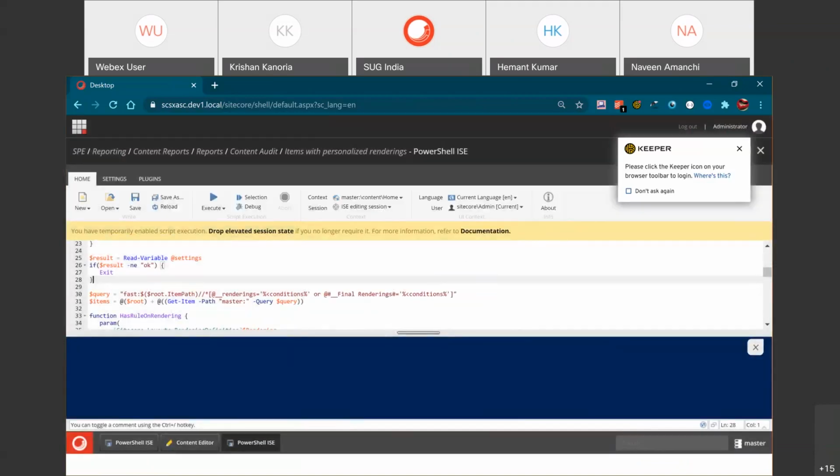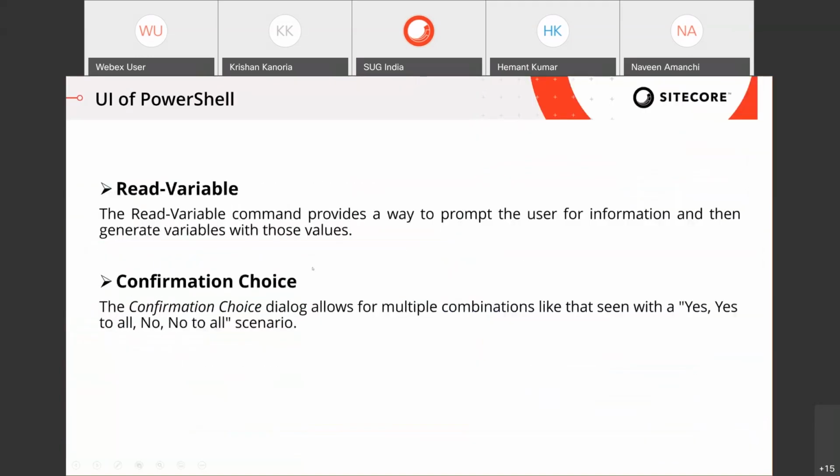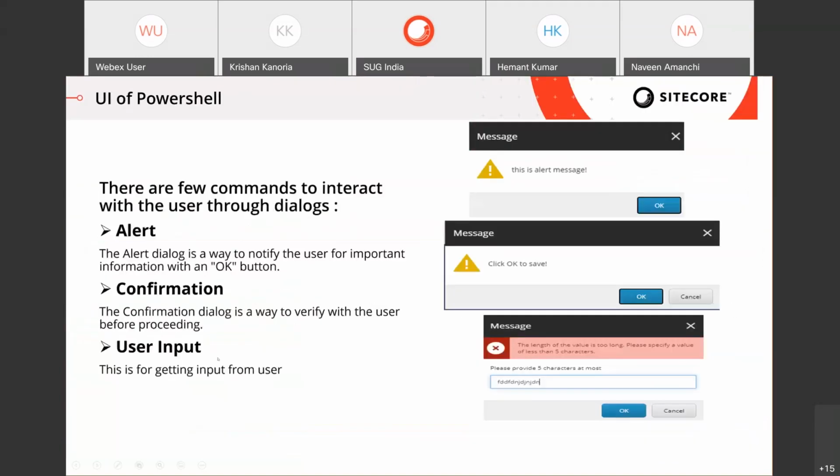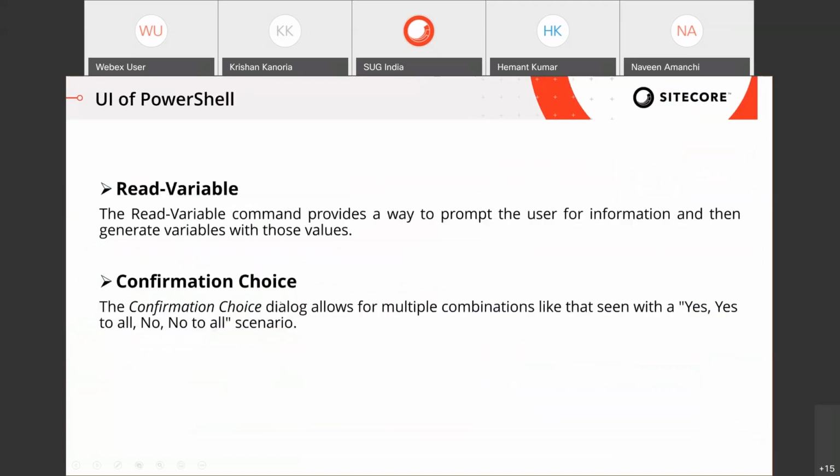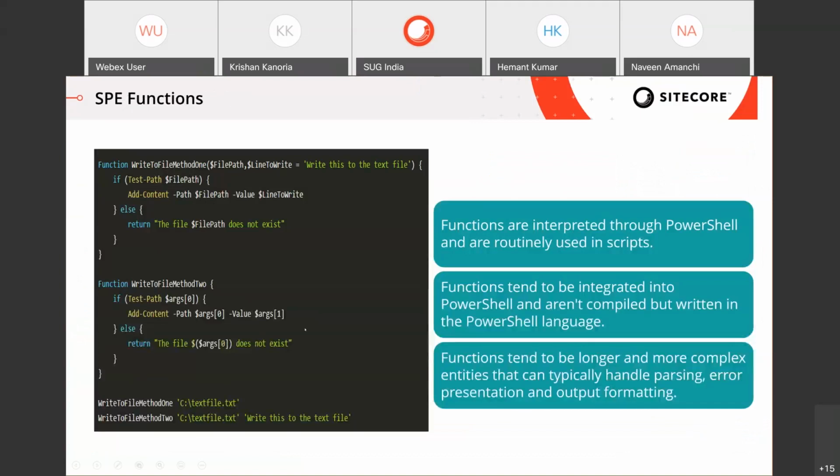After then, I will go to the next. I have just told you about alert, confirmation, user input, read variable, and confirmation choice, whether you want yes, no, no to all. Now after this, as from the beginning of this session, we were talking about the functions and commandlets.